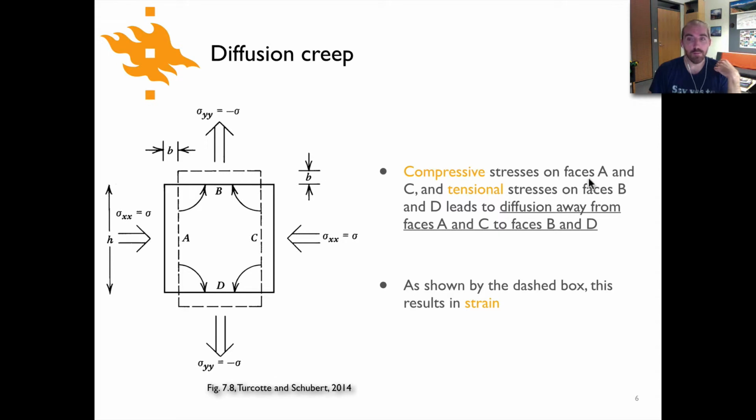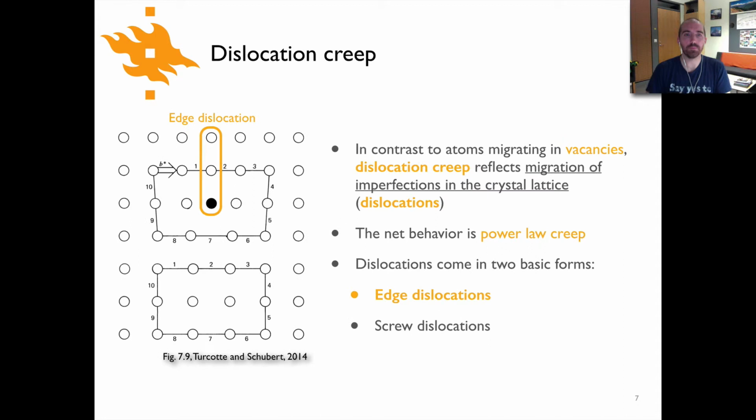In other words, from faces A and C, we would see migration away and material moving toward faces B and D. And again, you can see clearly that in this case how this box of rock or this crystal would be getting more elongated as a result of the applied stresses.